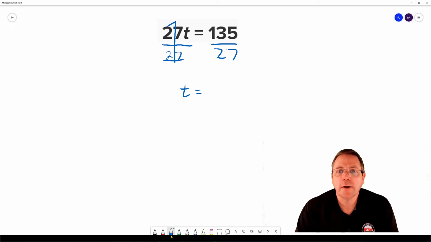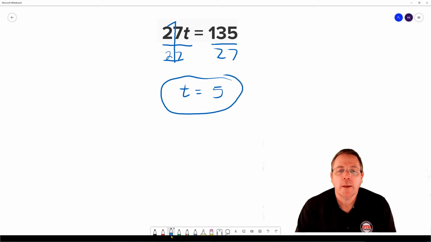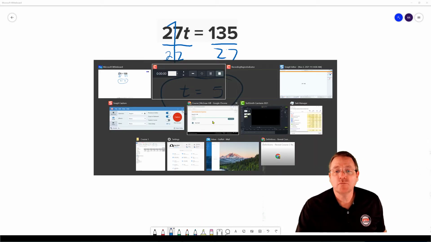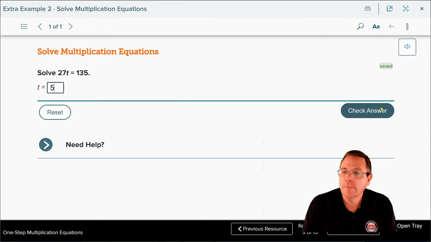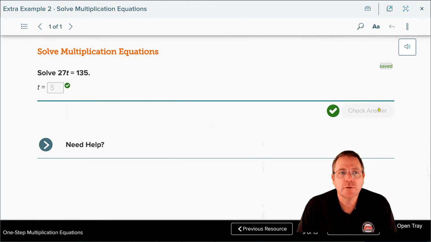And then 35 divided by 7, that's going to end up being 5. I do believe, let's see, 5 times 20 is going to be 100. 5 times 7 is 35. Yep, that's going to be 5. So t equals 5 is our answer, just like it was on the last one. Plug in your answer, hit check, and the answer checks.